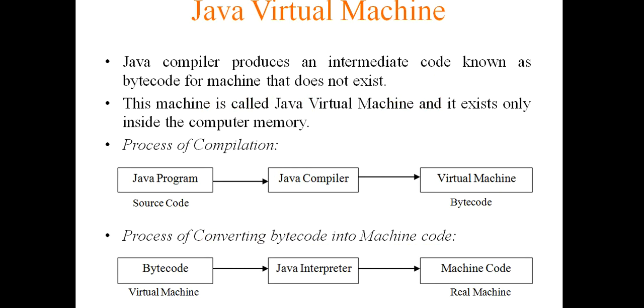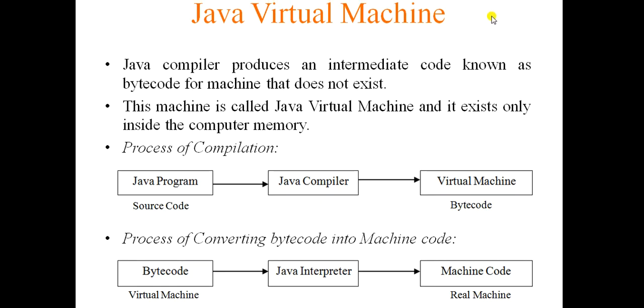And the next is Java virtual machine. Java virtual machine is an abstract machine. It is a specification that provides a runtime environment in which Java bytecode can be executed. JVMs are available for many hardware and software platforms. As we have seen, all programming language compilers translate source code into machine code for a specific computer. The Java compiler also does the same thing, but then you may ask, how does Java achieve architecture neutrality?